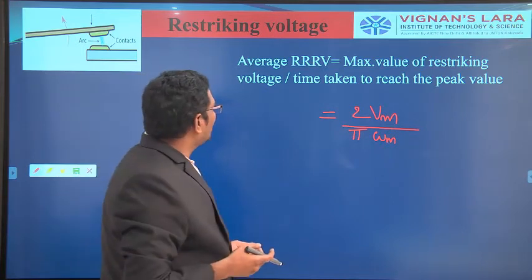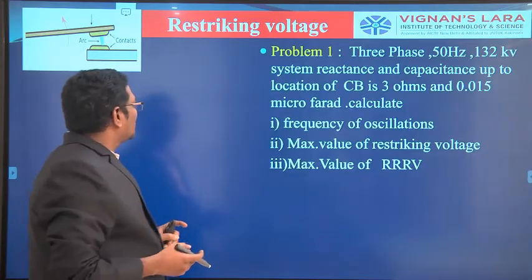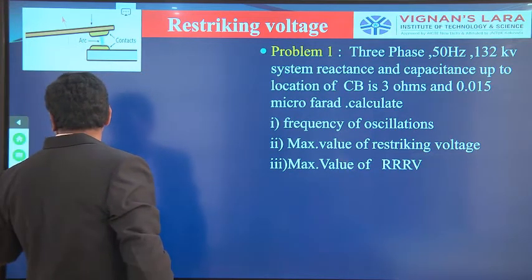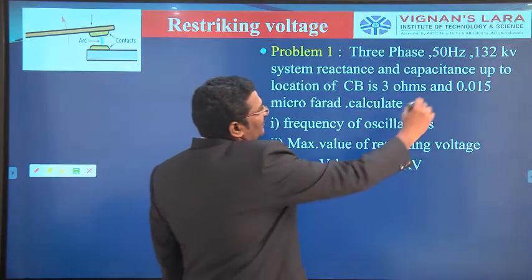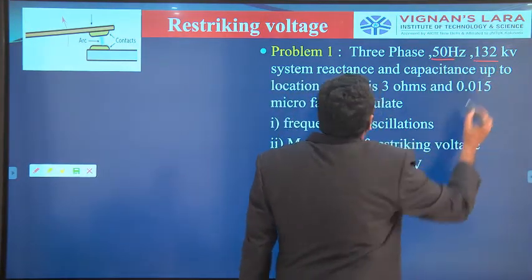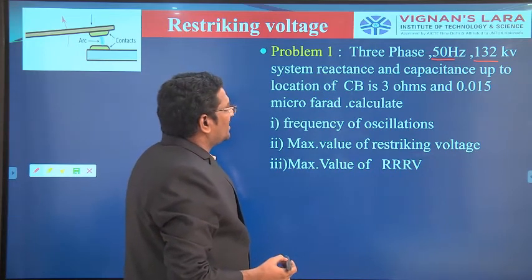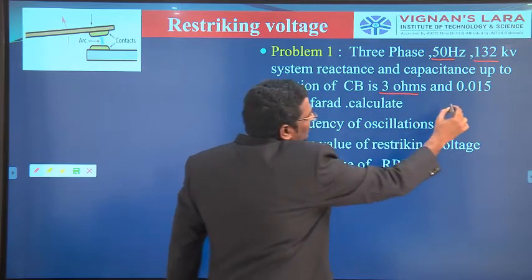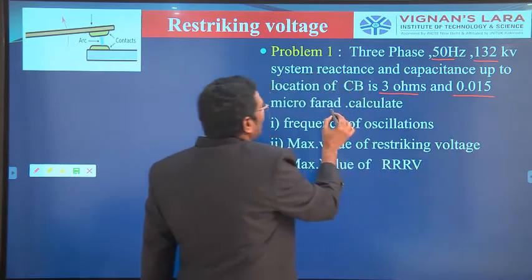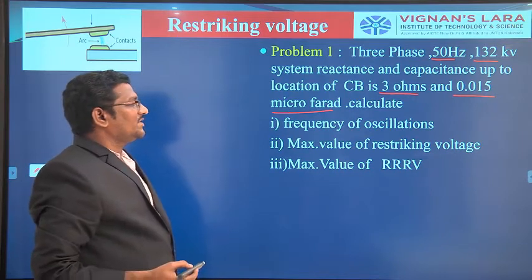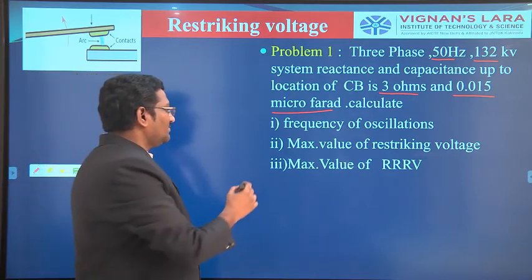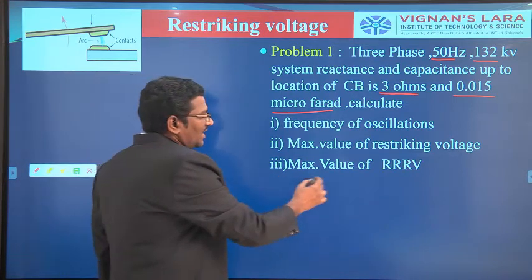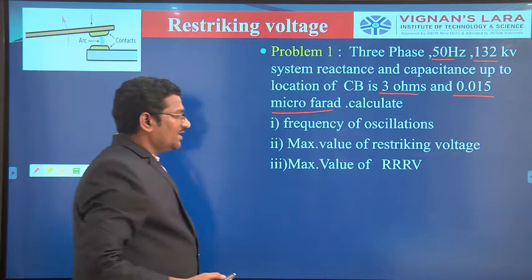Now you can see the problems. The first problem: a three phase 50 Hz 132 kV system. The system reactance and capacitance up to the location of the circuit breaker are given, that is 3 ohms and 0.05 microfarad. Calculate the frequency of oscillation, that is the first objective. The second objective is the maximum value of the restriking voltage. The third objective is the maximum value of RRRV, that is the rate of rise of restriking voltage.